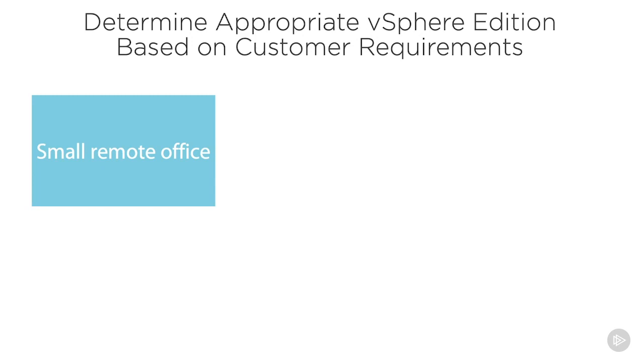And the answer is one of the Robo editions, the Remote Office Branch Office vSphere editions. They come in Standard, Advanced, and Enterprise. For this small location, maybe the Robo Standard Edition would be the right choice.